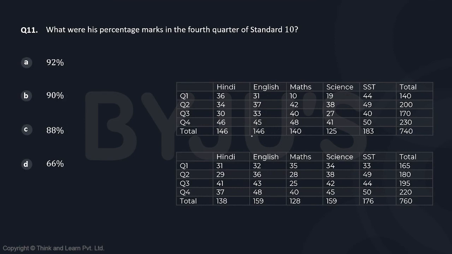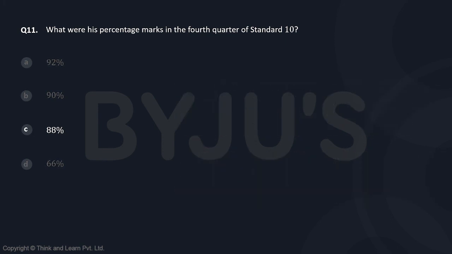I have already put up these tables over here. This is for standard 9, this is for standard 10. So what were his percentage marks in the fourth quarter of standard 10? So this is 220, and 220 as a percentage of 250 is exactly 88%. So my answer for this question is 88%.